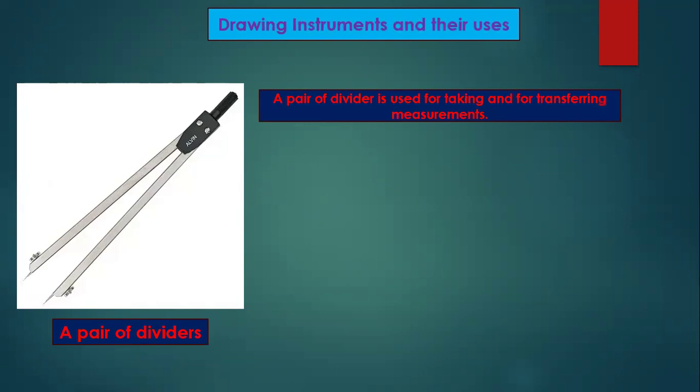A pair of dividers is used for taking and for transferring measurements. So we use dividers to take measurements and also to transfer measurements. That is the function of a divider.